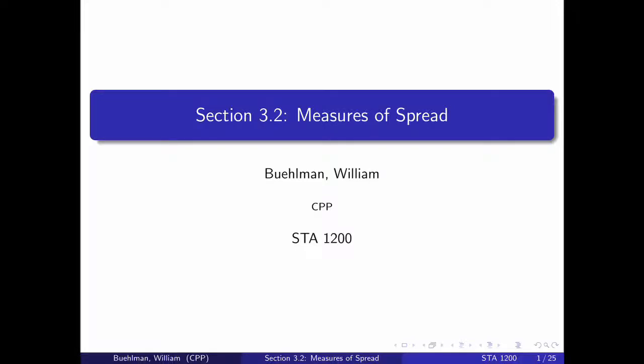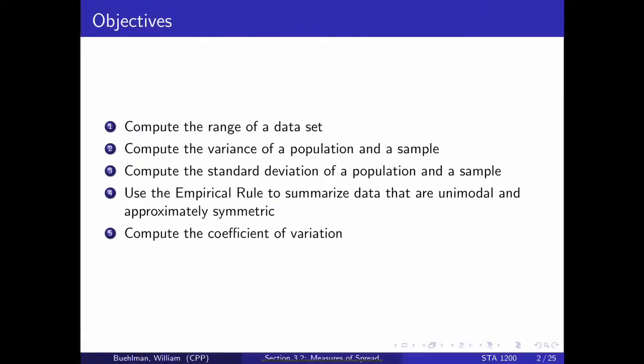I am your instructor, William Buellman, and today we are covering section 3.2, Measures of Spread. The objectives for today are to be able to compute the range of a data set, compute the variance of a population and for a sample, compute the standard deviation for a population and a sample, use the empirical rule to summarize data that are unimodal and approximately symmetric, and then to compute the coefficient of variation.